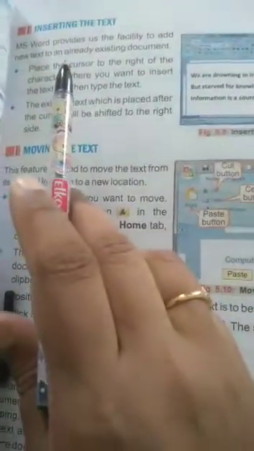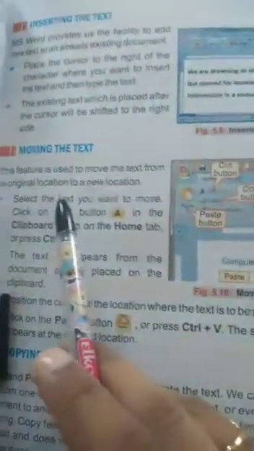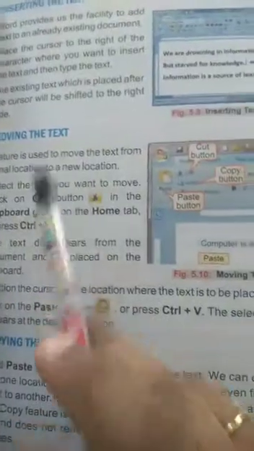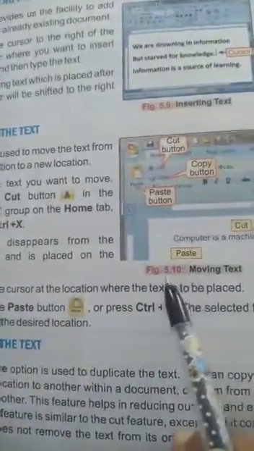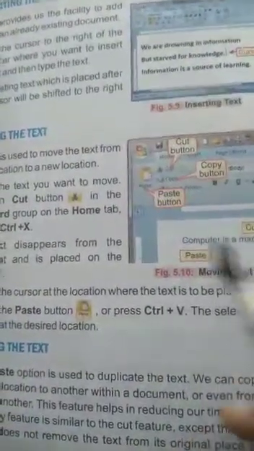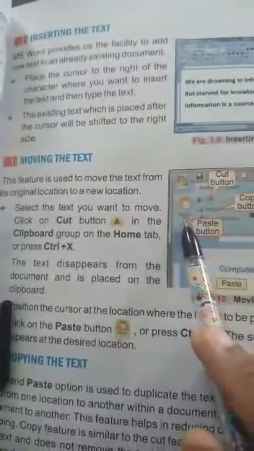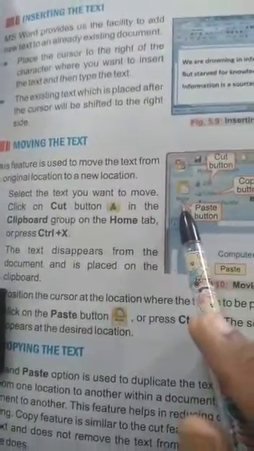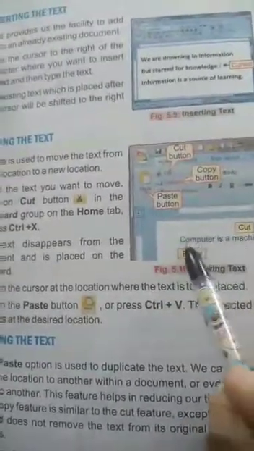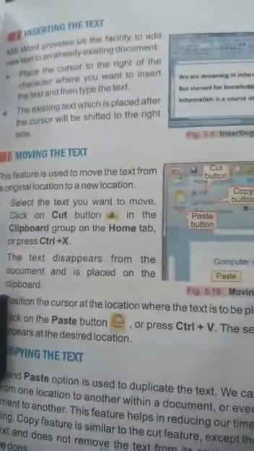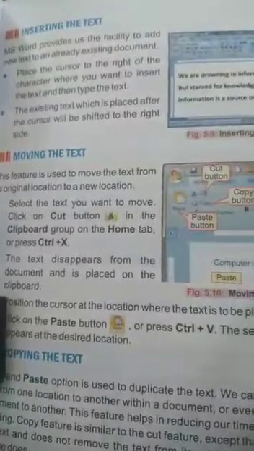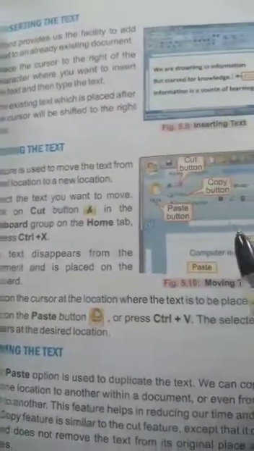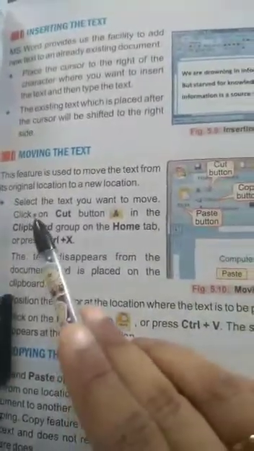That is the concept of inserting text. Next, moving the text. This is figure 5.10, moving text. This feature is used to move the text from its original location to a new location. So what we are doing is moving the text from the original location to a new location.